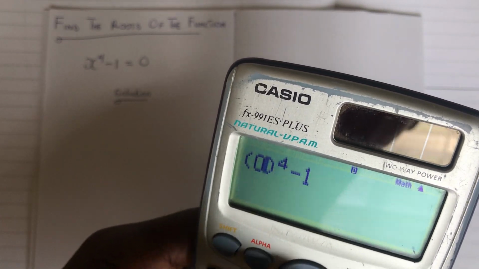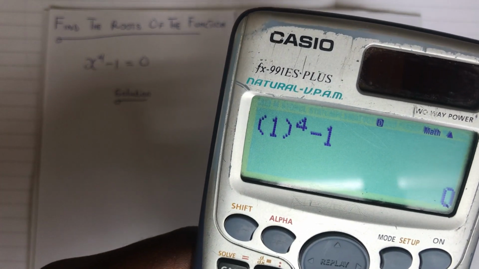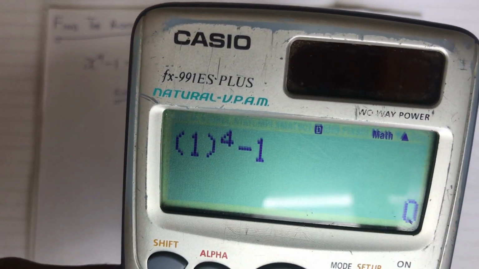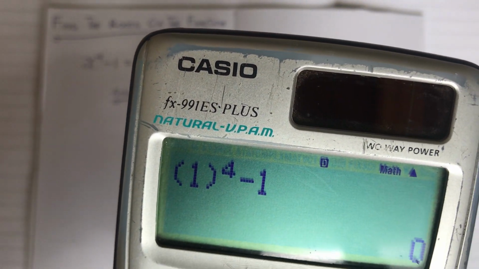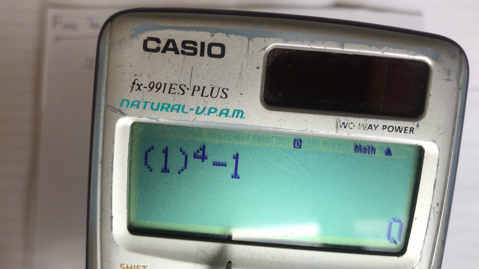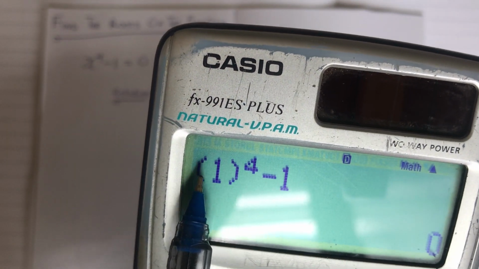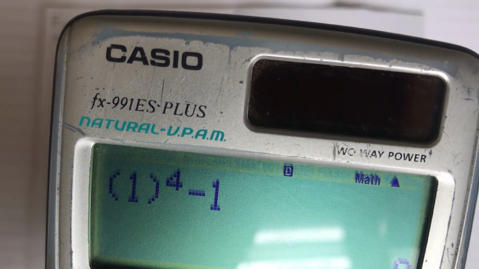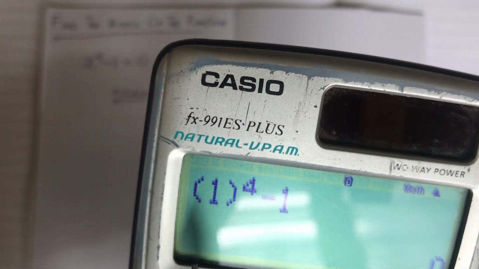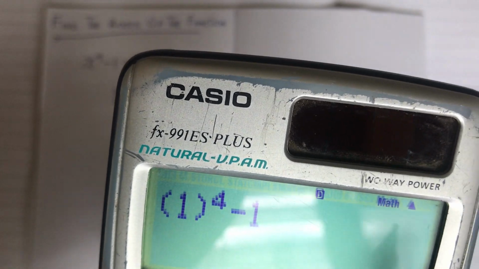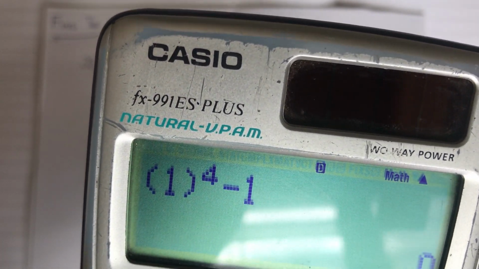So we can try another value like 1. Now look at this, we are having 0. So this means 1 is a factor of x raised to the power 4 minus 1. This value 1 that we have here is telling us that after we complete the calculation, 1 is part of the root. 1 will be part of the root of the equation that we have here. So we can use it.